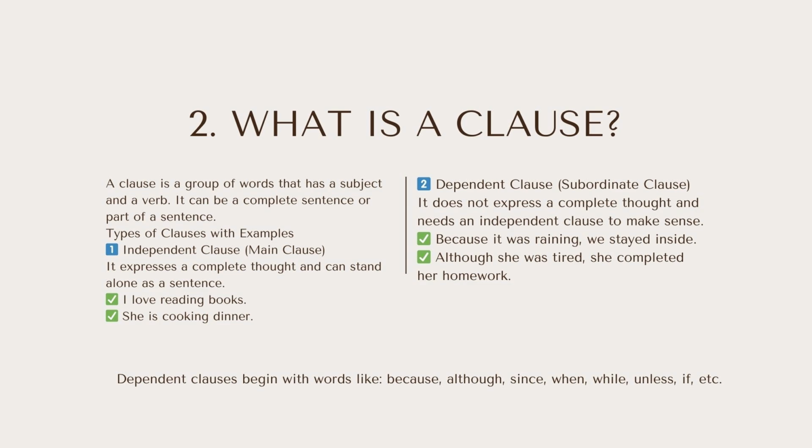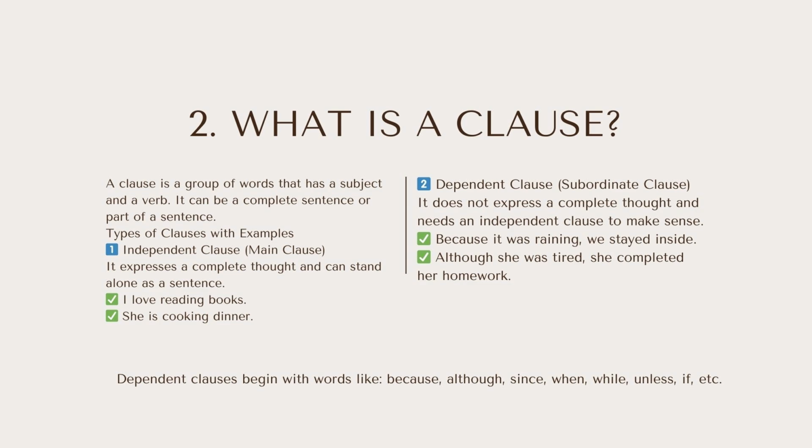Number 1 is independent clause, which is also known as main clause. Independent clause expresses a complete thought and can stand alone as a sentence. For example, I love reading books. She is cooking dinner. Number 2 is dependent clause, which is known as subordinate clause.